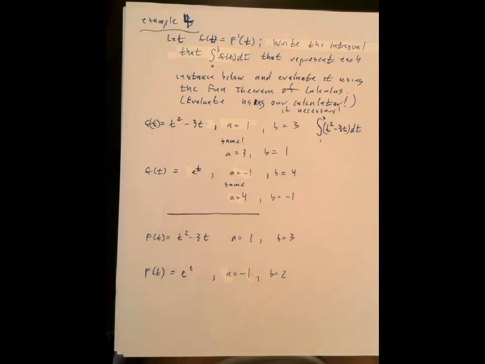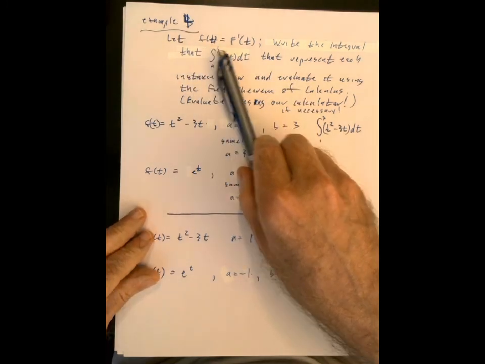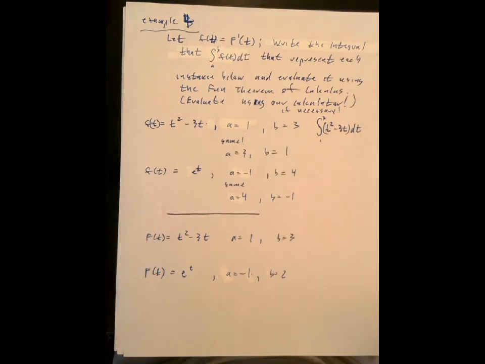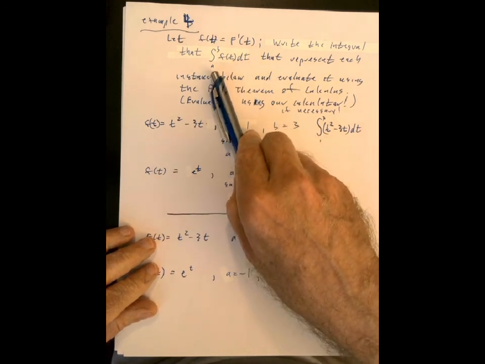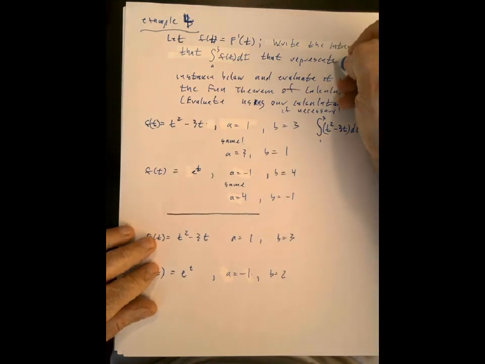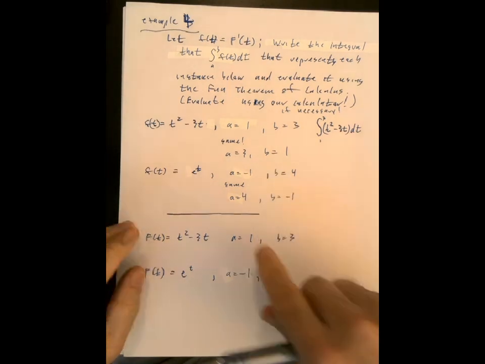Okay, so we've got our usual thing here. We've got little f of t is equal to f prime of t, and they want us to write the integral in this form, the integral from a to b of f of t dt, that represents each instance below, and evaluate it using the fundamental theorem of calculus. Okay? All right, now we're going to probably do the first two and see how that goes.